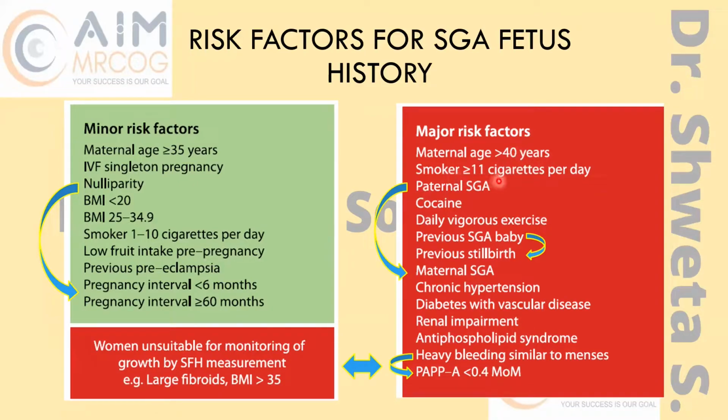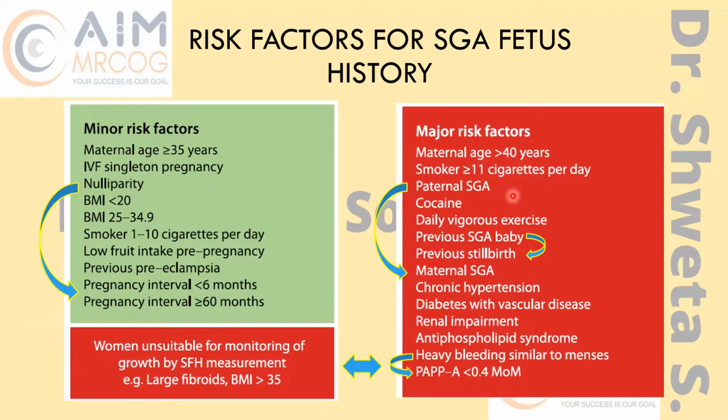Then they will give you her personal history. She is a smoker or non-smoker. So if they give you smoker, if it is 11 or more cigarettes, then you have to do surveillance. It's a major risk factor. So age and cigarettes, these two things.